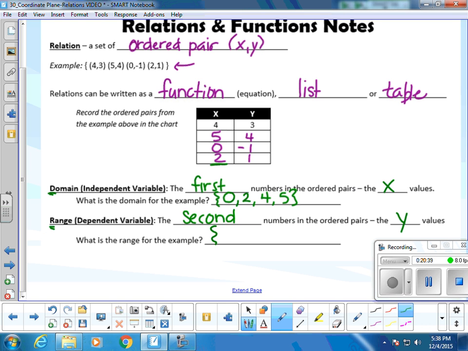And in the range example, I'm looking at the y values. So if we look at them in order, we'd start with -1, then 1, then 3, and then 4. And again, when you're listing the domain and range, they're just asking for the x and the y values. They're not asking for how they're paired up.